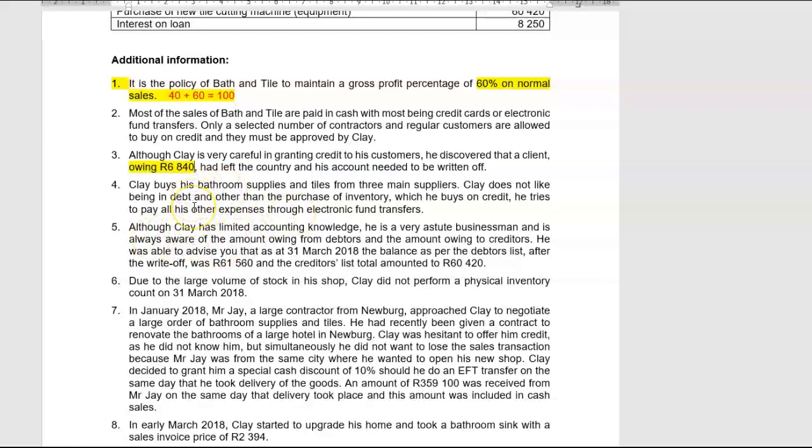Now guys, that means that my creditor account only links with inventory. I only buy inventory items on credit. So therefore that match between inventory and creditors is actually a perfect match. There's no other interest involved other than inventory items.